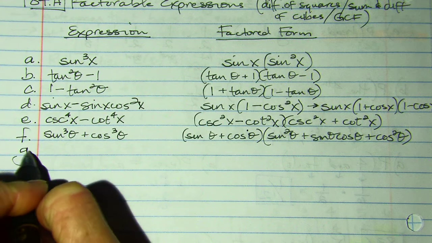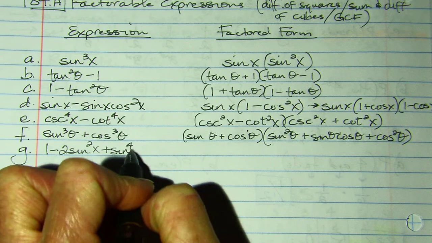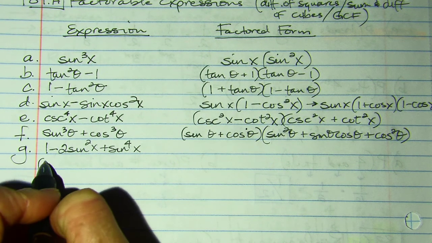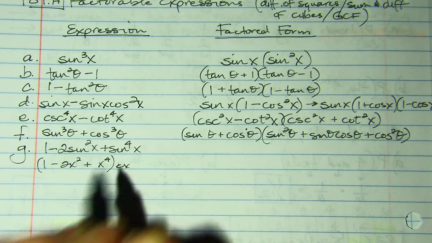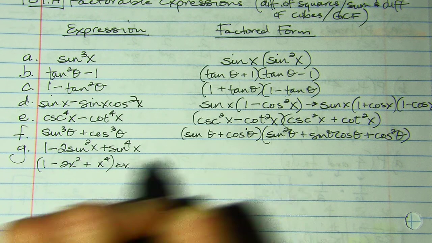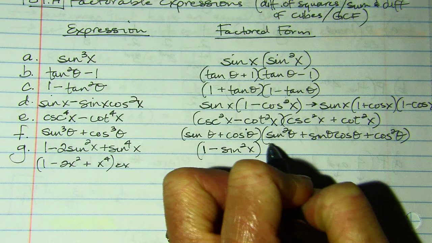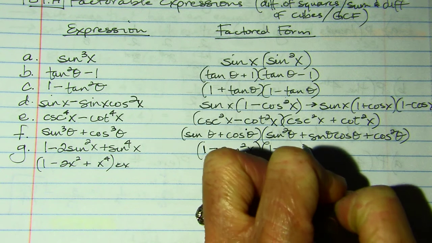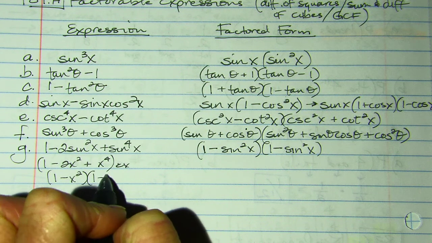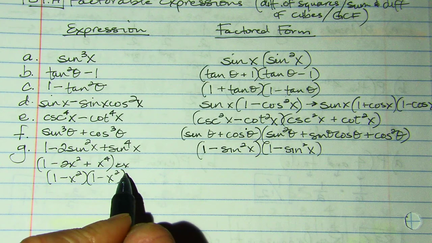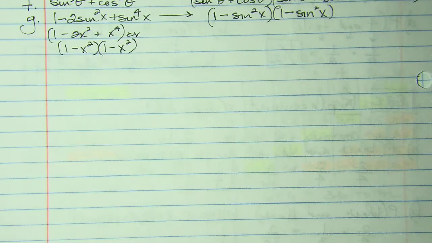I'm going to do one last one. 1 minus 2 sine squared x plus sine fourth of x. Now, it might be easier to picture this as 1 minus 2x squared plus x to the fourth. That might be a lot easier to picture because then you can see the factors would be 1 minus the sine squared of x, and 1 minus the sine squared of x, because the factors of this would be 1 minus x squared times 1 minus x squared. Okay, so this is an example to show that that is your factors. So we're going to be doing some more proofs using trig identities.